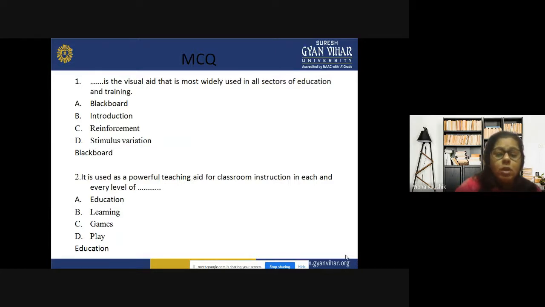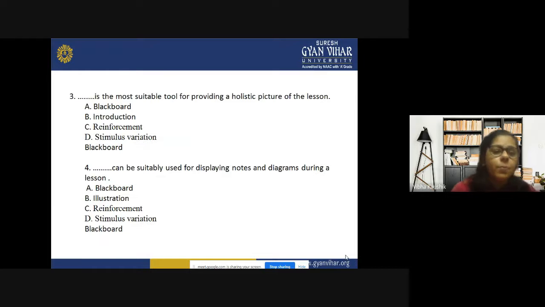It is used as a powerful teaching aid for classroom instruction in each and every level of dash. Now, which is that powerful teaching aid that is used for giving the classroom instruction in each and every level of dash? A. Education, B. Learning, C. Games, or D. Plays. Now, these are the options, students, and you have to select the correct one on the basis of the given choices. The correct answer is option A, that is education.